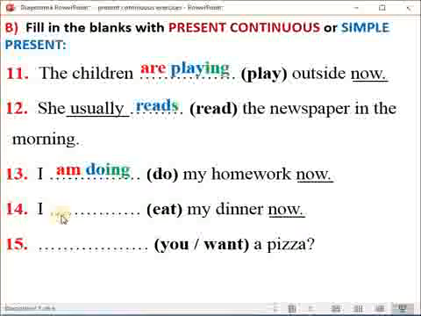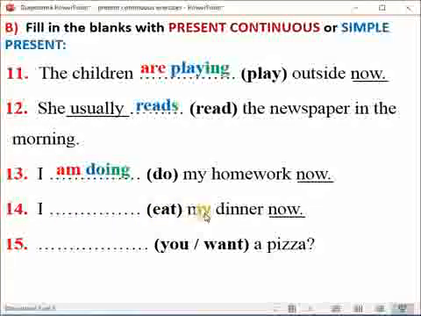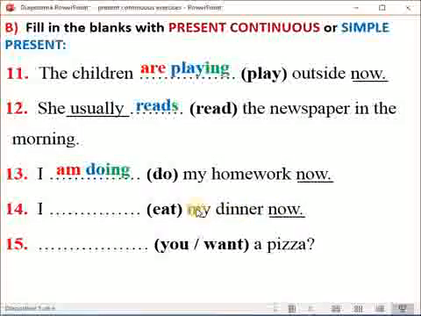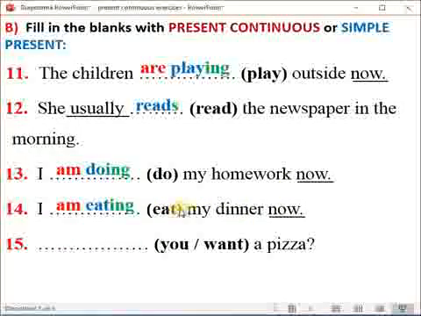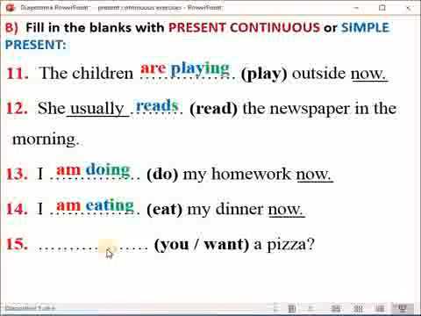Okay, let's go to the next sentence. I eat my dinner now. So I am eating my dinner now. I am eating my dinner now at the moment of speaking. Here want, it is one of the stative verbs or non-action verbs, so we have to conjugate in the simple present.